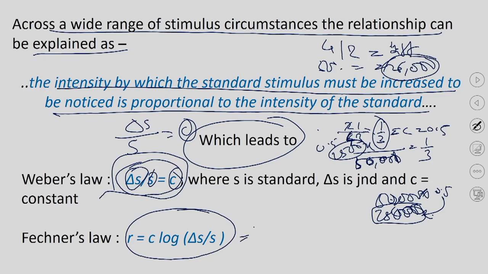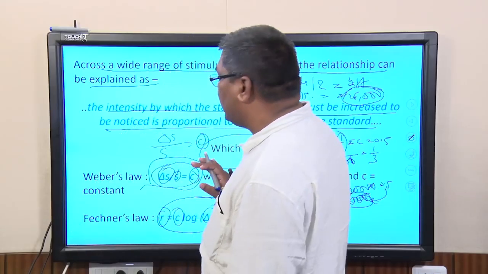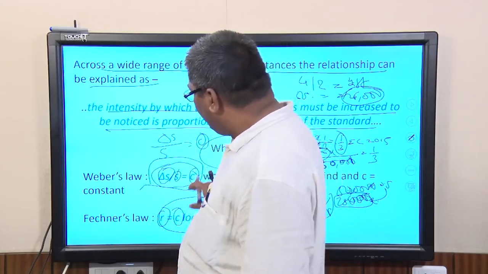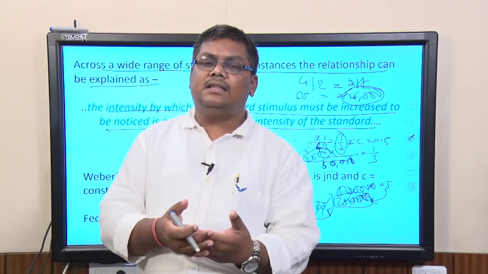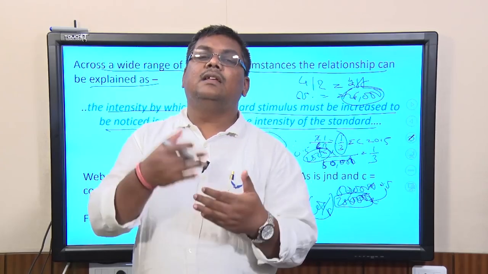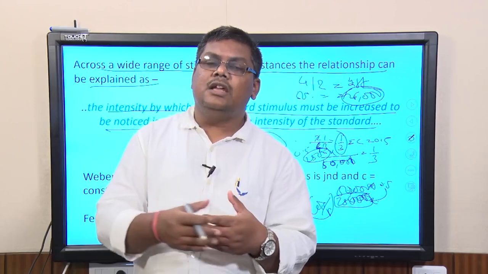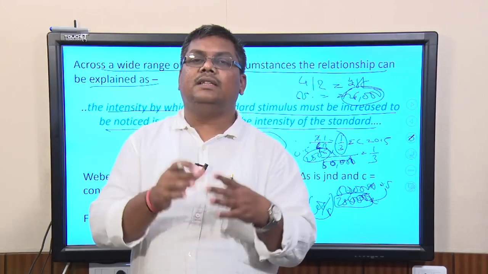What this says is that R equals C log of del S by S, where del S is the change in the stimulus that has to be compared, S is the standard stimulus, C is the constant, and R is the factor which tells us how much difference should be there. This is Fechner's law of how it works. Basically, this law says that the higher the comparison stimulus is, the more stimulus units you have to increase for somebody to say that they see a change.